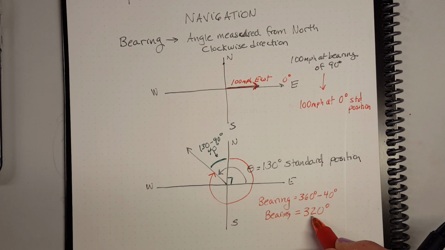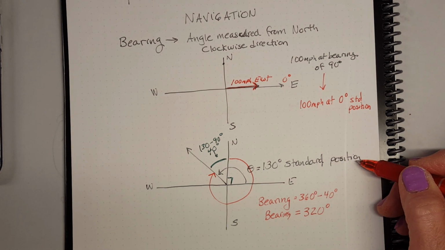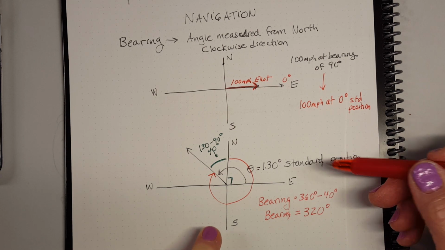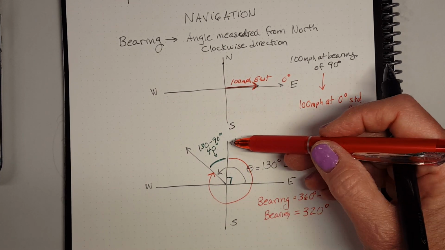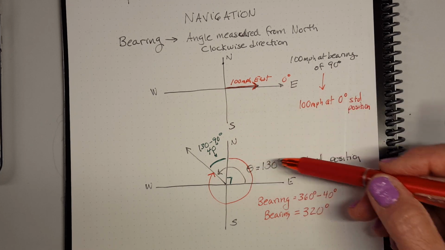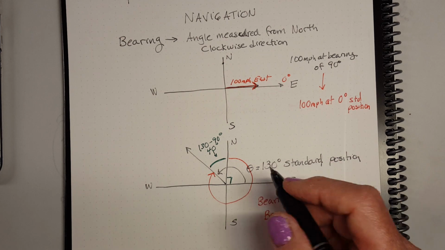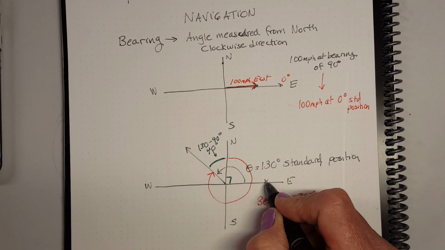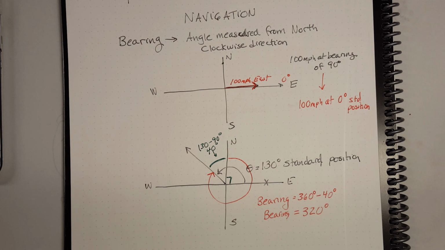So the bearing angle of 320 degrees is the same as the standard position of 130 degrees. Notice that the bearing and the standard position are going in opposite directions. The bearing starts at north and goes clockwise. Standard position starts at the x-axis, right? So standard position, this would be the x-axis, and it goes counterclockwise.